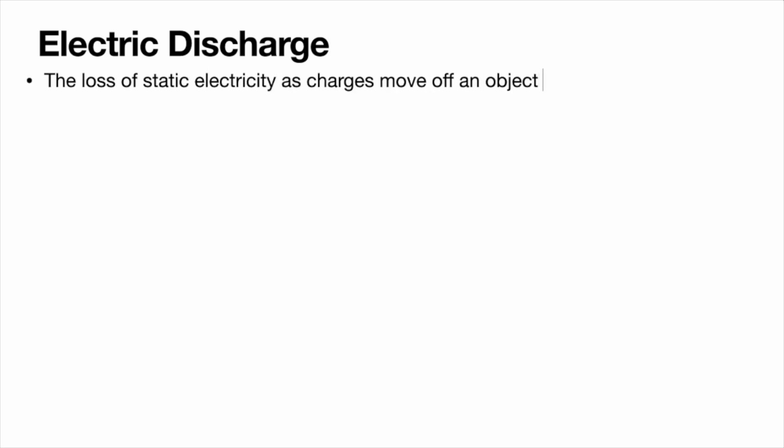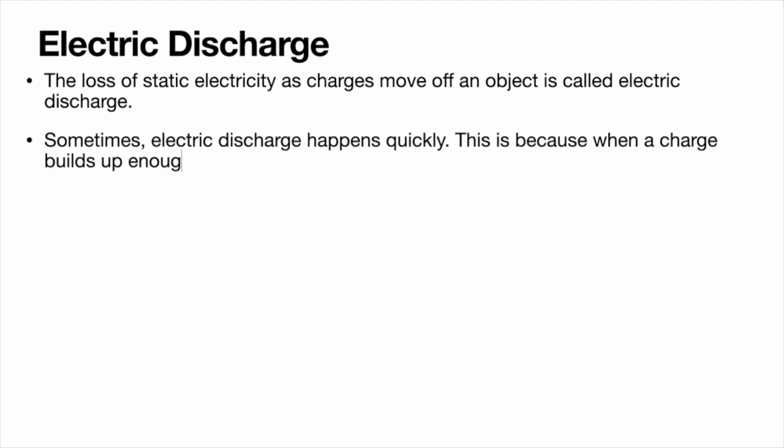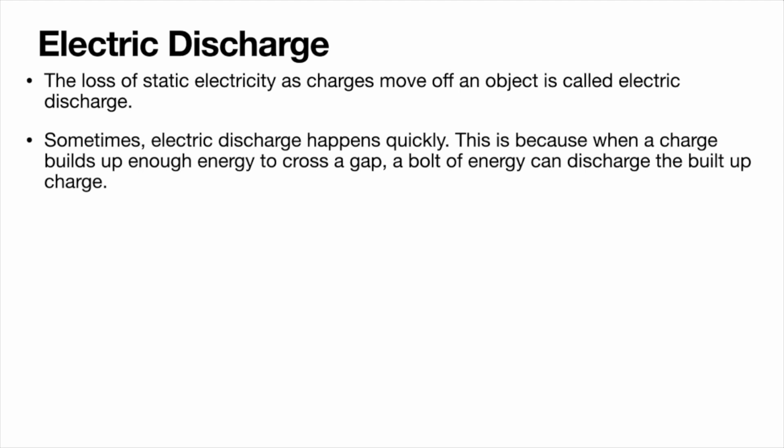Electric discharge. The loss of static electricity as charges move off an object is called electric discharge. Sometimes electric discharge happens quickly. This is because the charge builds up enough energy to cross a gap. A bolt of energy can discharge the built-up charge.